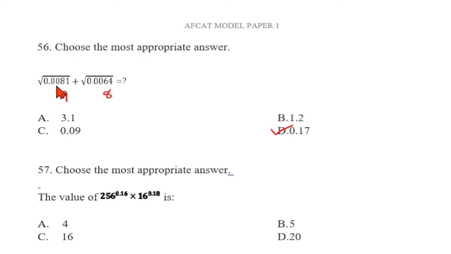Here we have 2 zeros and here we have 2 zeros. So take 1 zero, that is, 0.0081 becomes 0.09 and 0.0064 becomes 0.08. So if you add, this will become 0.17.